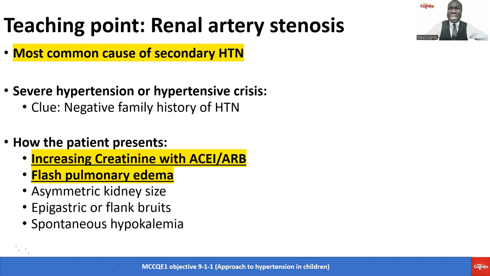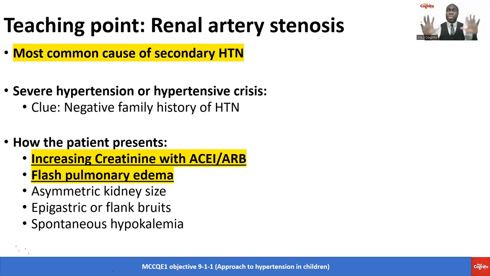You give a medication like lisinopril, losartan, that's an ARB, and then creatinine is just rising. Renal artery stenosis. Their kidneys are asymmetric. They may have epigastric or flank bruit. They may have spontaneous hypokalemia. So while their creatinine is rising, their potassium is dropping.